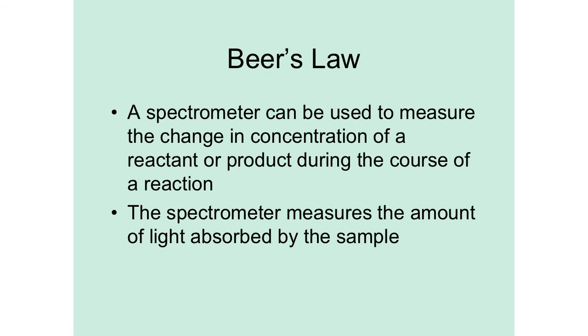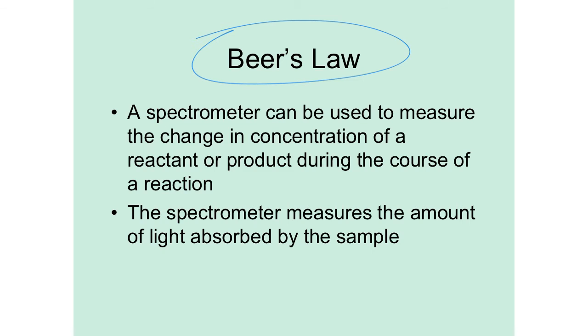Lastly, we have a quick review of Beer's law because we use this a lot of times with kinetics. So a spectrometer can be used to measure the change in concentration of a reactant or product during the course of the reaction, assuming that that reactant or product has a color to it. So it's something other than a clear solution. So it measures the amount of light absorbed by the sample and how that changes over time.